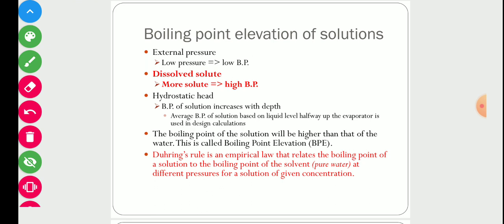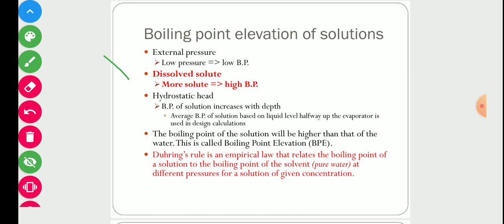This is very important, because some materials are heat sensitive. So for that, if we create a vacuum in the evaporator, then their boiling point will decrease, and we get vaporization at low temperature. In that way, heat sensitive material can be vaporized without degradation. Second is dissolved solute. When the amount of dissolved solute increases, its boiling point also increases.